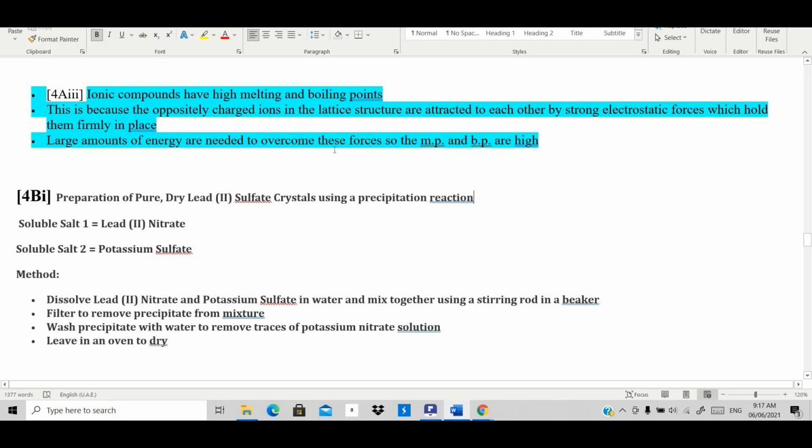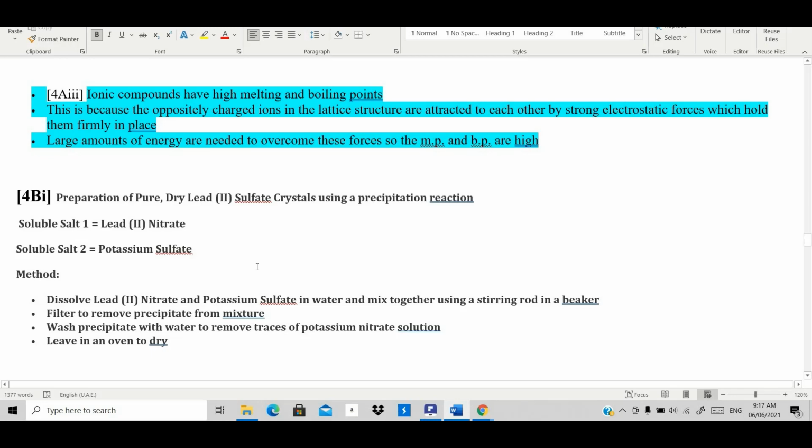Now we are making a preparation of pure dry crystals. This is a different experiment, so don't copy this. Preparation of pure dry lead sulfate crystals using a precipitation reaction. You can see here we are using two soluble salts, and we are making an insoluble salt. Lead sulfate is an insoluble salt. Firstly, the method: dissolve lead nitrate and potassium sulfate in water and mix together using a stirring rod in a beaker. Filter to remove precipitate from the mixture. Wash precipitate with water to remove traces of potassium nitrate solution. Leave in an oven to dry.